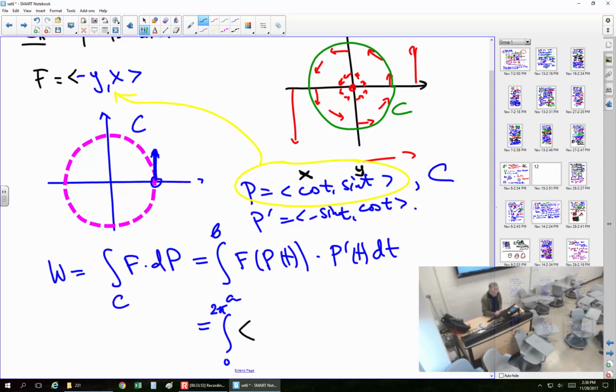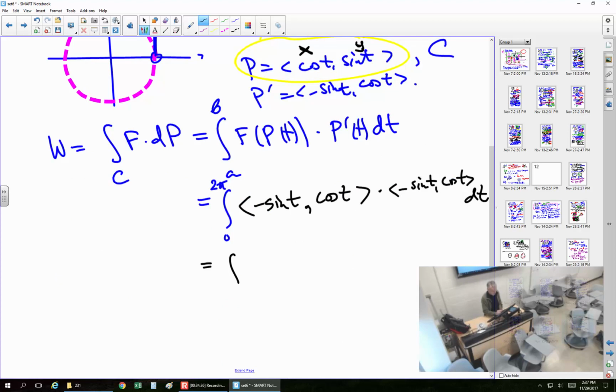So what do I write here? Negative sine. Y is sine t, so negative y becomes negative sine t. And the second component of the vector field is x, and x is cosine t. Multiply by p prime, negative sine t, cosine t, dt. You can see how things match up. So it will be sine squared t plus cosine squared t dt.